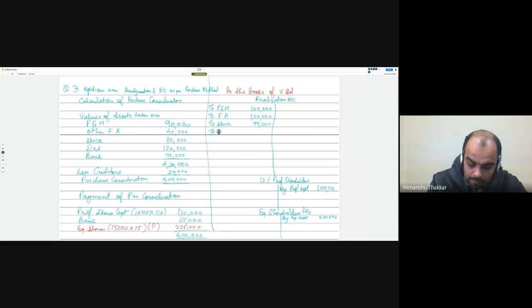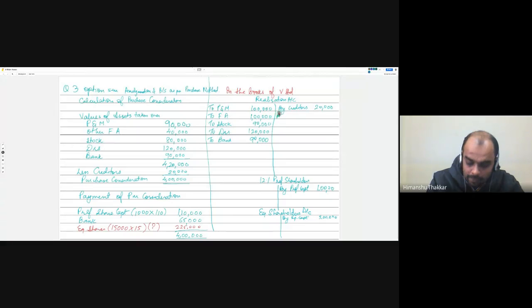Debtors, 1 lakh 20,000. Okay, 1 lakh 20,000. Then to bank, 90,000. And the liabilities that are taken over by creditors, 20,000. We have recorded assets and liabilities. Now it's time to record the purchase consideration.